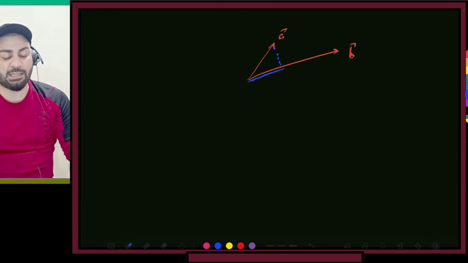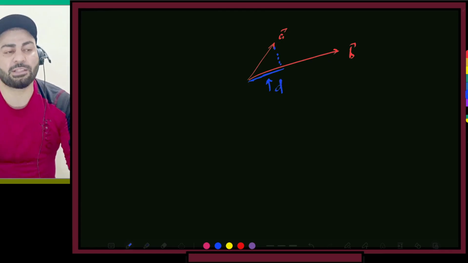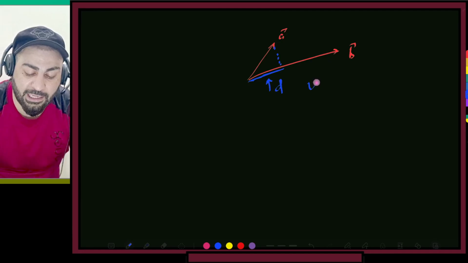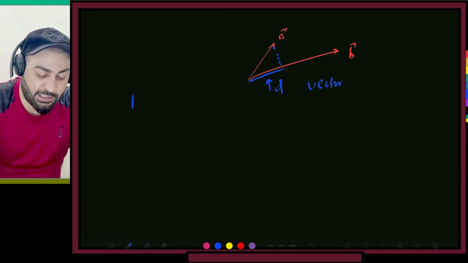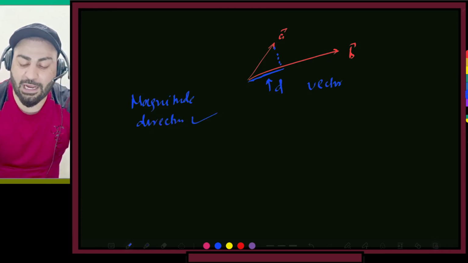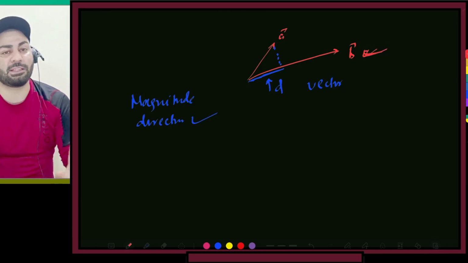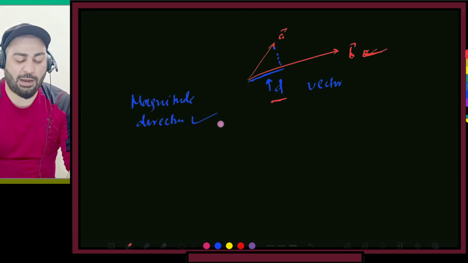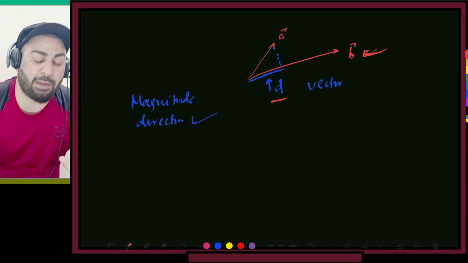Now this again is a vector. Let's call this projection D. D is again a vector, so it will have magnitude and it will have direction. Direction I know, because the direction is along B. Wherever B is directing towards, D is also. So I am not worried about direction, I can find it easily. Now I am worried about magnitude. How to find the magnitude of this?